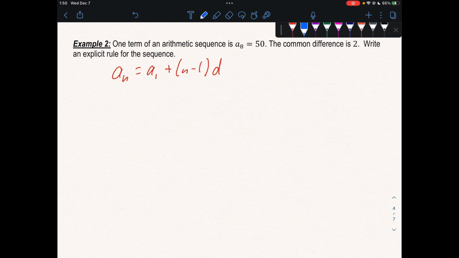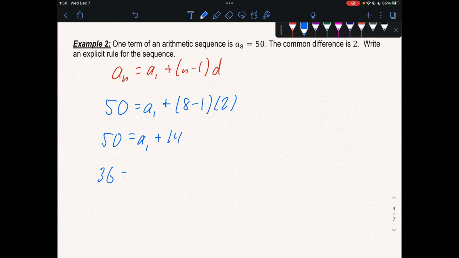Let's substitute in everything that we know. We know that 50 is the 8th term. I don't know the first term. I know that we're looking at the 8th term, and the common difference is 2. So 50 equals A1 plus 7 times 2. So A1 must be 36.